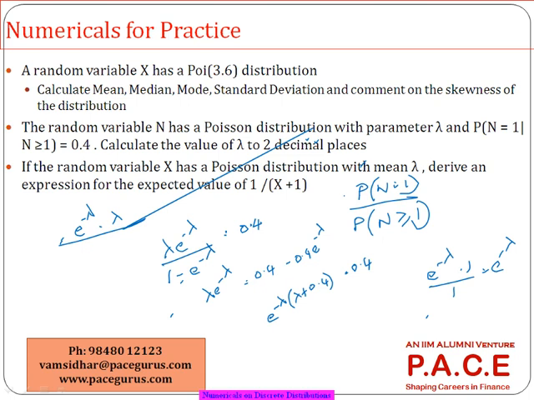So if a quick number can work out for you, and that too if you are seeing n equal to 1 given n greater than or equal to 1 is 0.4. So n equal to 1 is very solid. So at least I can make out that the number should be somewhere in that surrounding itself.